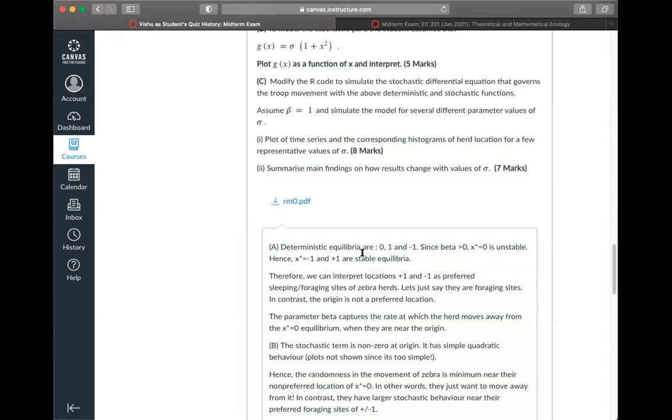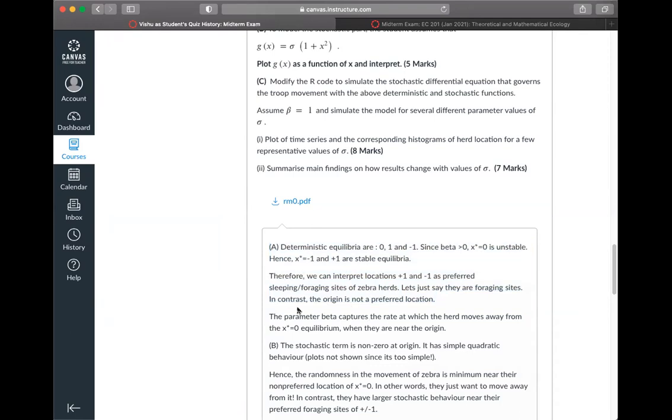So 0 is unstable. This is unlike the previous example I told you, the monkey troop question, where 0 was stable. Therefore we can interpret +1 and -1 as preferred locations, and in contrast, the origin is not a preferred location. Is that fine?